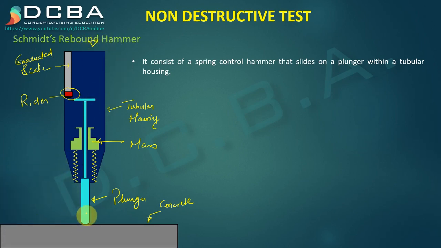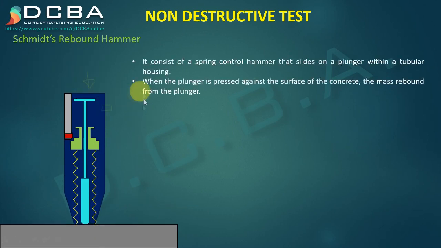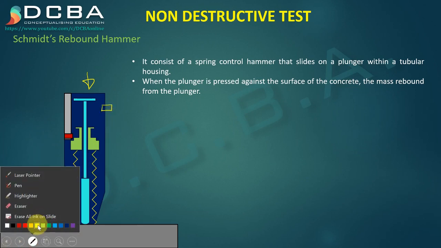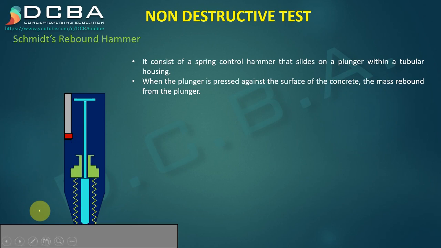What you are essentially doing is pushing the plunger, but the plunger won't move because here is the concrete. So this tubular housing will come down like this. And when you release that button, this mass will suddenly strike on that plunger because of that retracted spring. When the retracted spring is released, that mass will strike on the plunger.